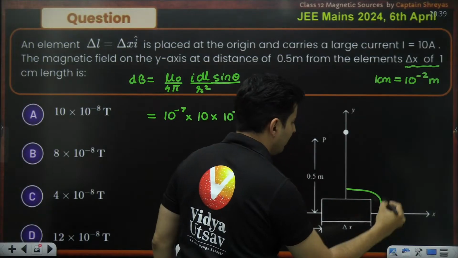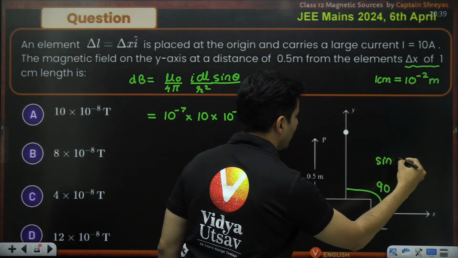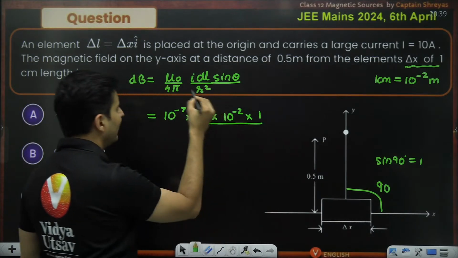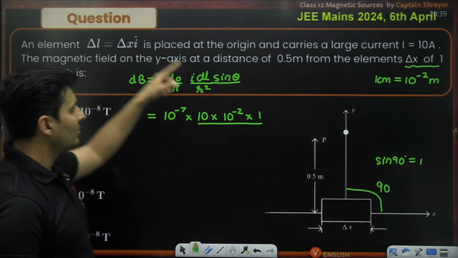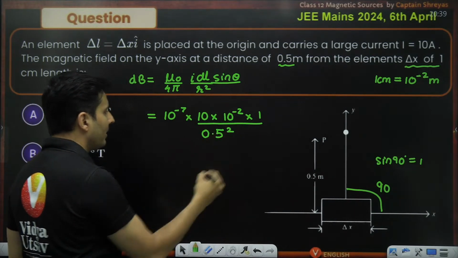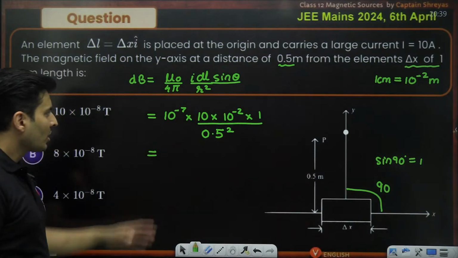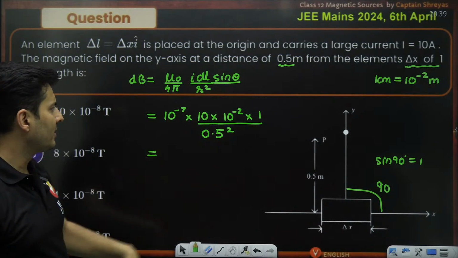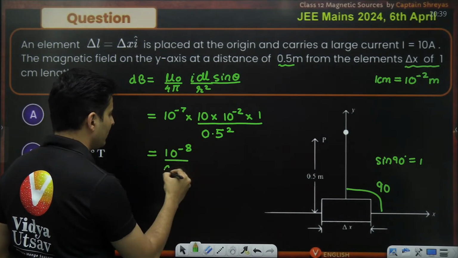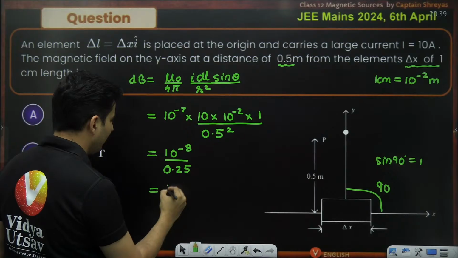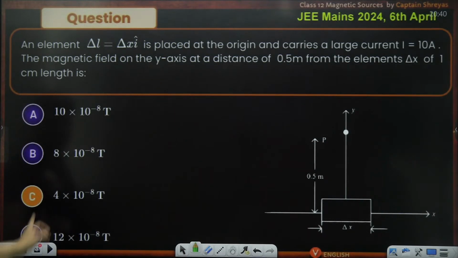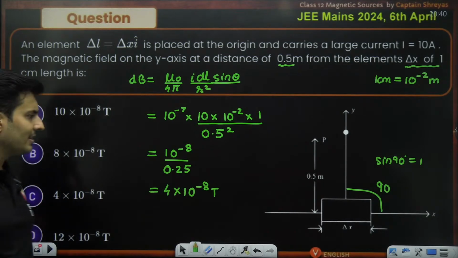The angle between them is 90 degrees, and we all know sine of 90 degrees is 1. So I'll just put the number 1 over here. The whole thing divided by r square. R is the distance, so the distance is 0.5 meters. So I just have to put 0.5 square over here. Is that right? So what do we have? 10 to the power minus 1, and this will become 10 to the power negative 8, and we have 0.5 square, which is 0.25. 1 by 0.25 is 4. So 4 into 10 to the power minus 8 Tesla, which is option C. That is the correct answer.